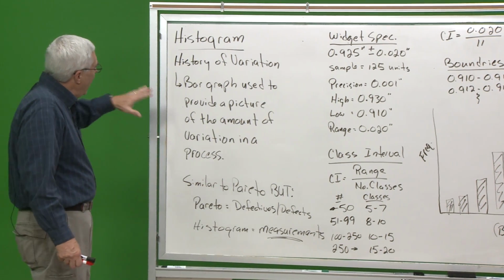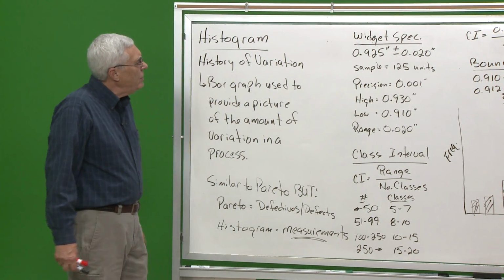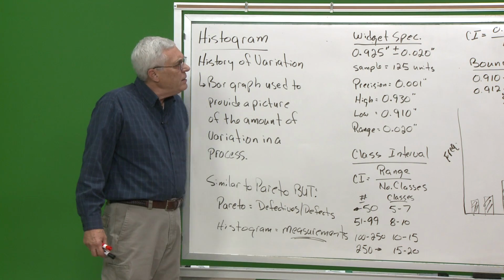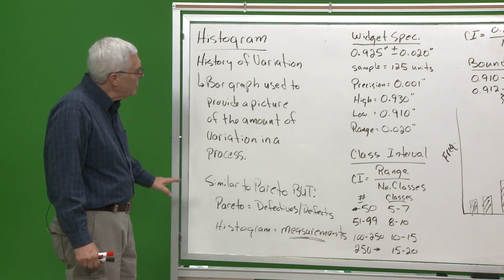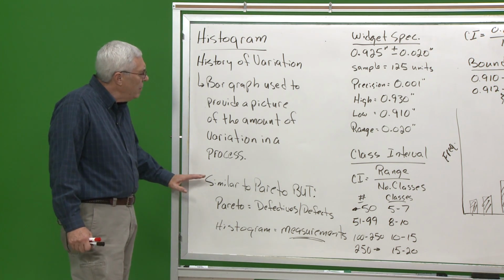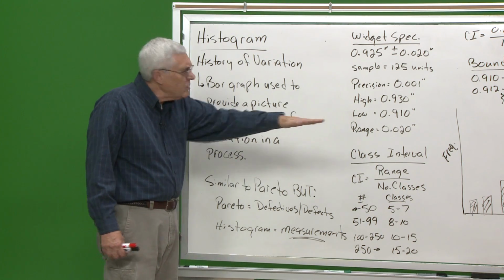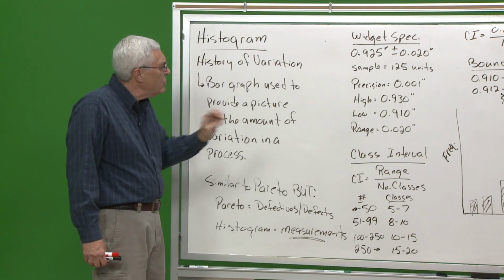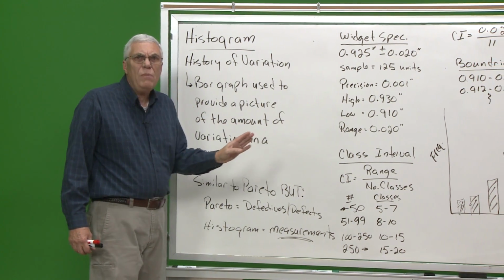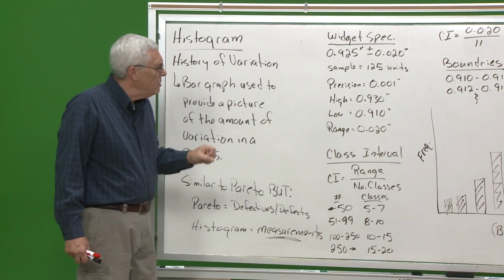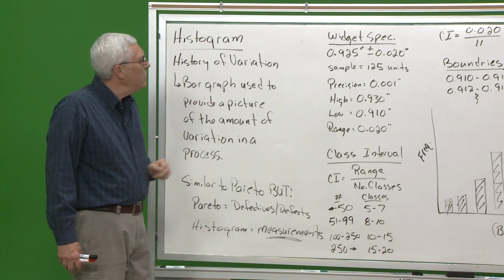It creates a bar graph to provide a picture of the amount of variation in the process. Remember, graphs are pictures. We're also going to fit a line to this to get what's called a distribution curve, but we'll deal with that in a minute. The histogram is similar to a Pareto, but different, where the Pareto shows defects and defectives. Remember that x-axis was different defect categories or defectives categories, and the histogram's x-axis is actual measurements, or what we're going to talk about as bins in a minute. So again, they're similar in design, but one is defects and one is measures.